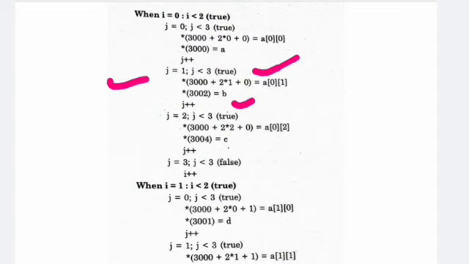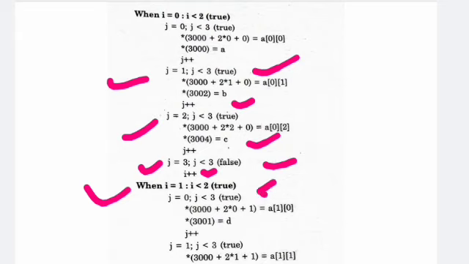Now here we increment the value of J. Again we increment the value of J. We get here this is equal to C. Now after incrementing the value of J, J equal to 3, which is false. So here we increment the value of I. When I equal to 1, that means I is less than or equal to 2.